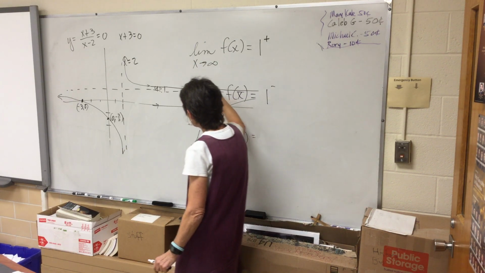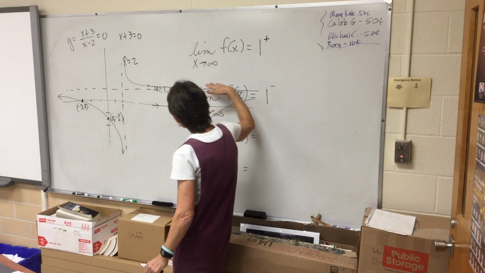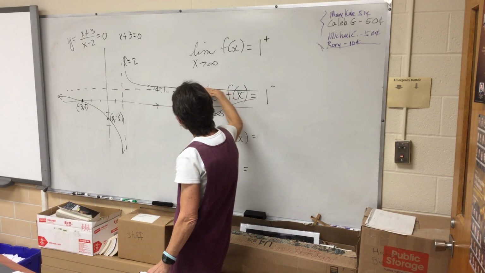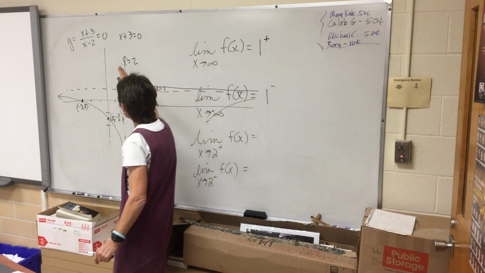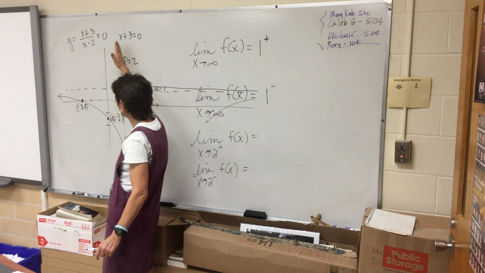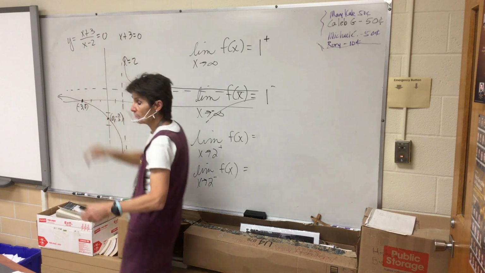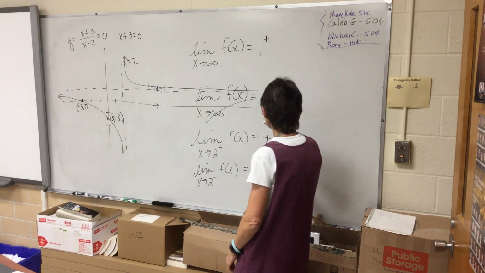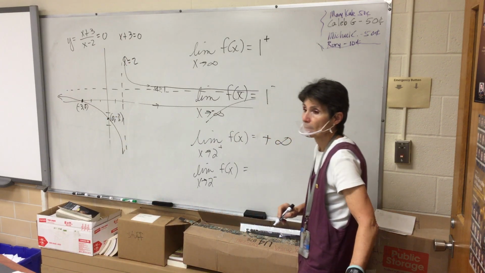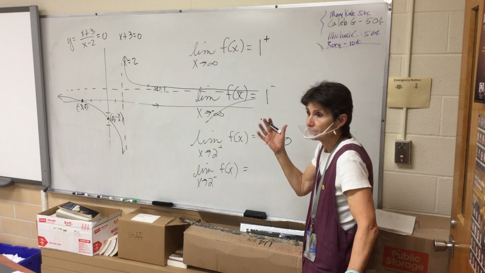So here I go. Here's 2. This is the right side. I'm approaching it. What is happening to my curve as I get closer to 2 on this side? Goes to infinity. Goes to positive infinity. Goes up.